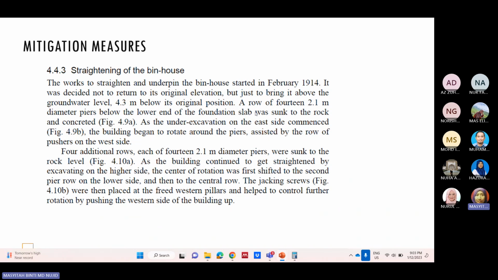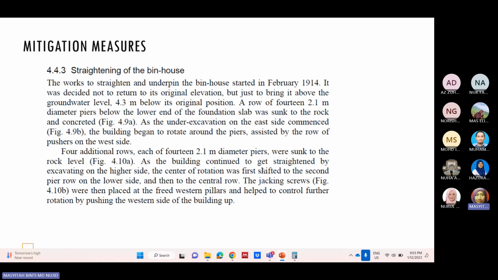So a row of 14 2.1 meter diameter piers below the lower end of the foundation slab was sunk to the rock and concreted. As the under excavation on the east side commenced, the building began to rotate around the piers, assisted by the row of pushers on the west side. For additional rows, each of the 14 2.1 meter diameter piers were sunk to the rock level.